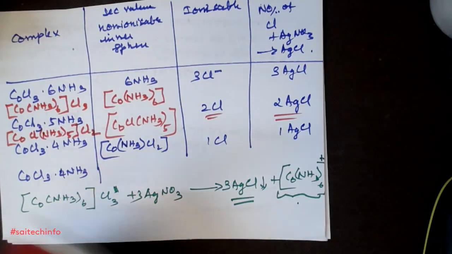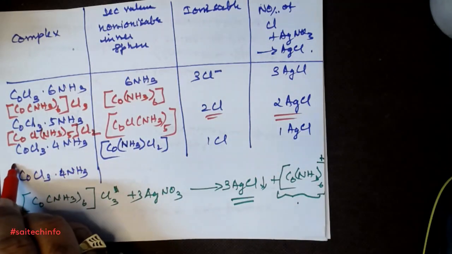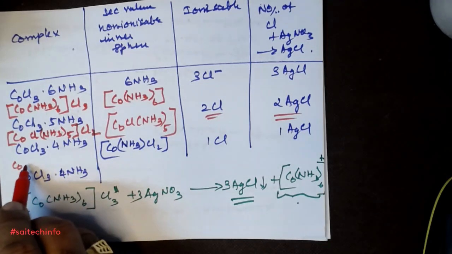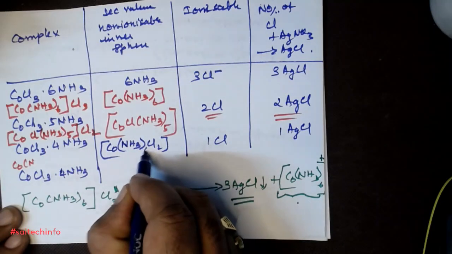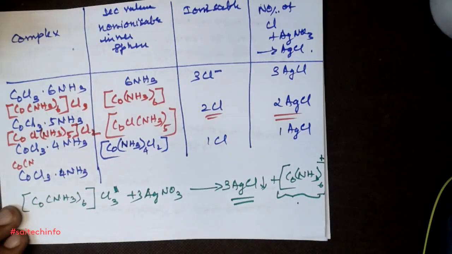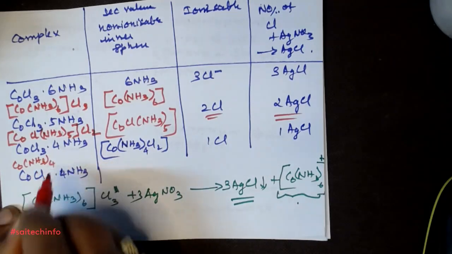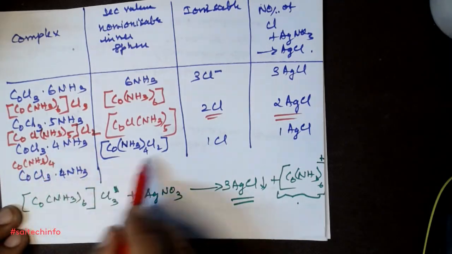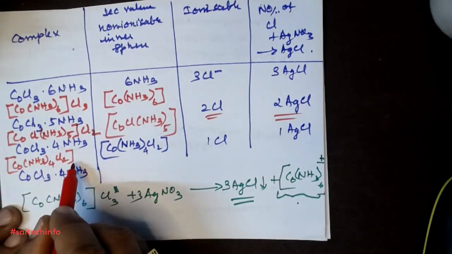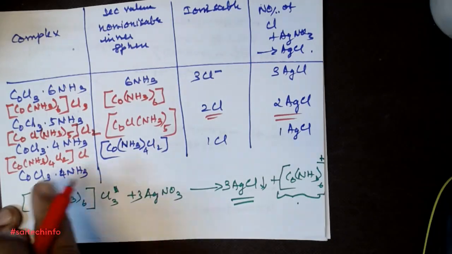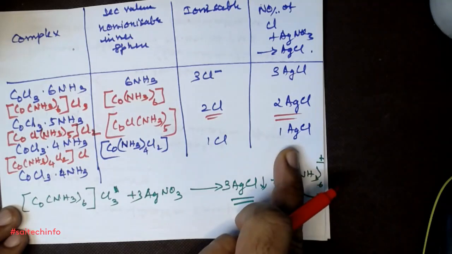And how can we write down the compound? I am writing in red letter in this. Co and then NH3 here 4 times, and Cl2. So Cl2 is inside. Outside the coordination sphere there is only 1 chlorine. That is why that chlorine combines with the AgNO3 to give 1 AgCl. Do you understand?